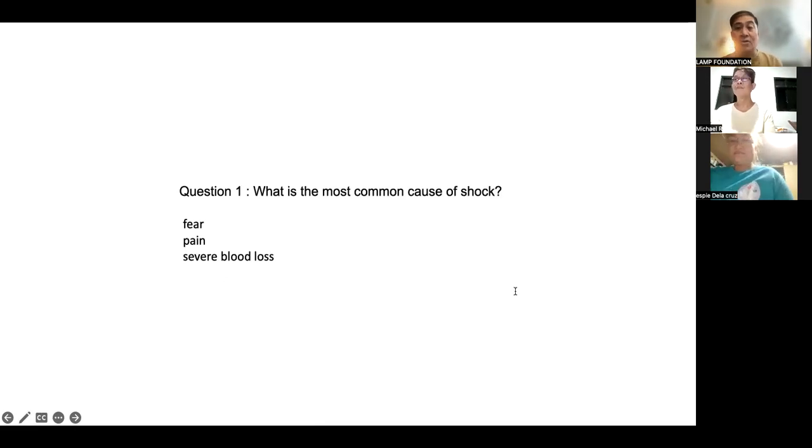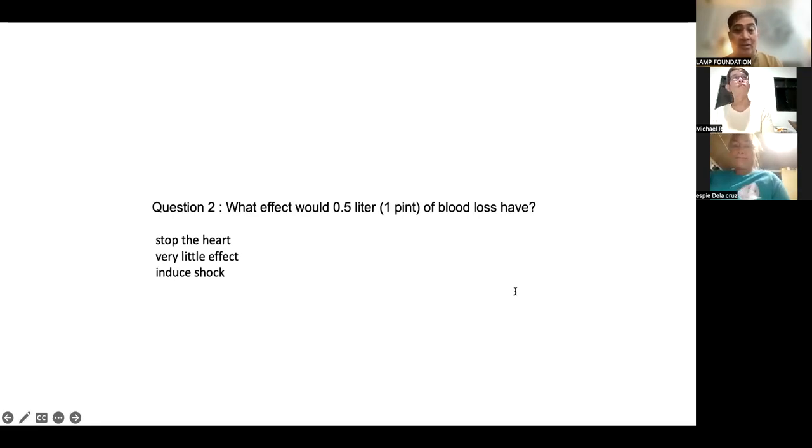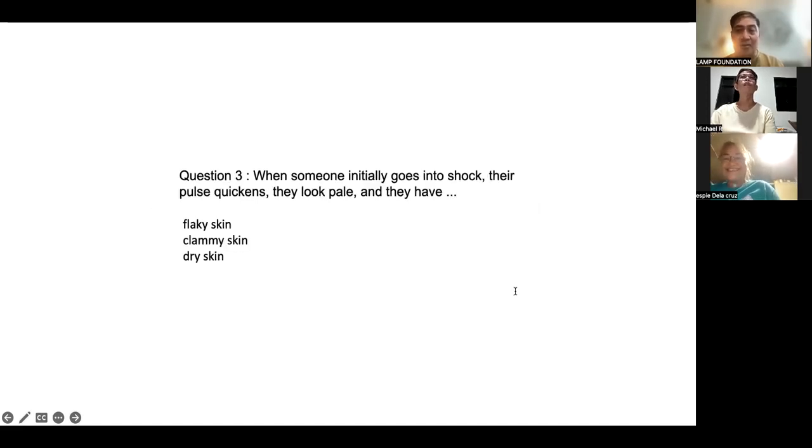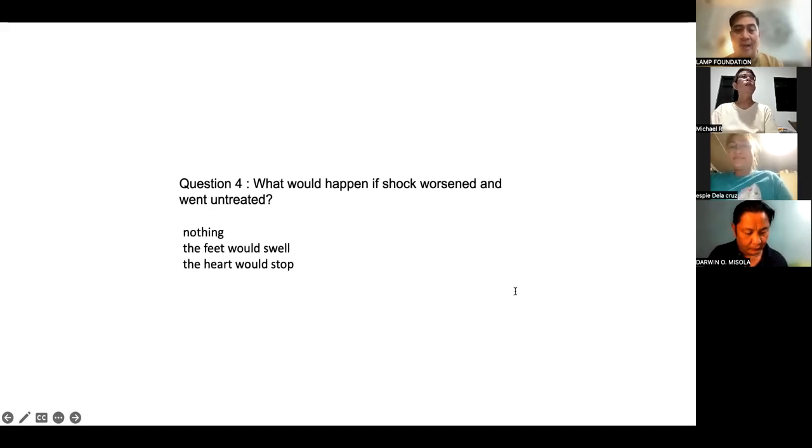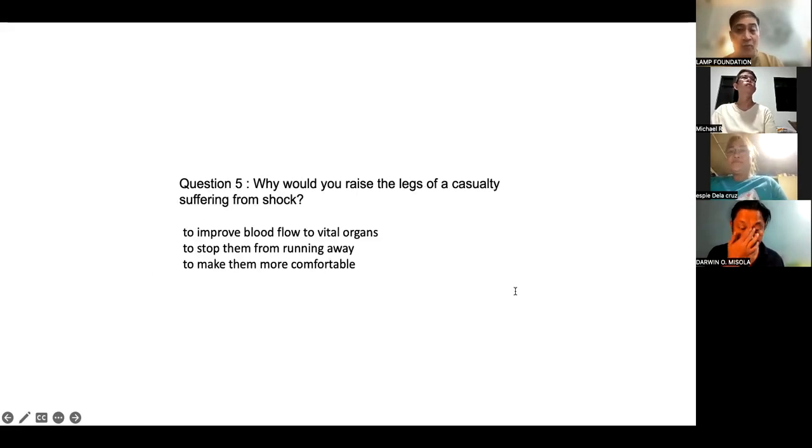What is the most common cause of shock? Severe blood loss. What effect would 0.5 liter or 1 pint of blood loss have? Very little effect. Okay. So, kaya nga pwede tayo mag-donate, di ba? When someone initially goes into shock, their pulse quickens, they look pale, and they have? Clammy skin. What would happen if shock worsened and went untreated? The heart would stop. Great. Why would you raise the legs of a casualty suffering from shock? To improve blood flow to the vital organs.